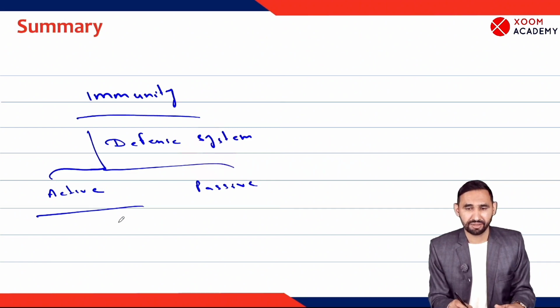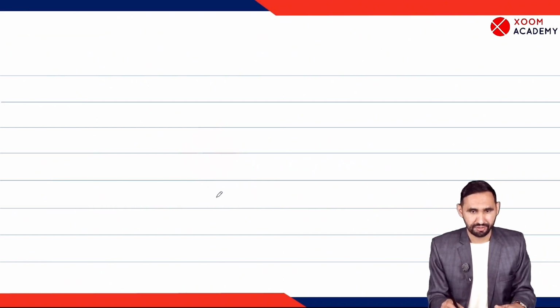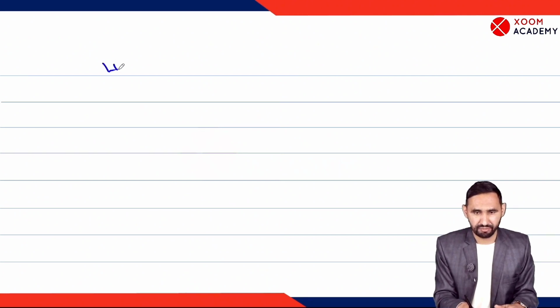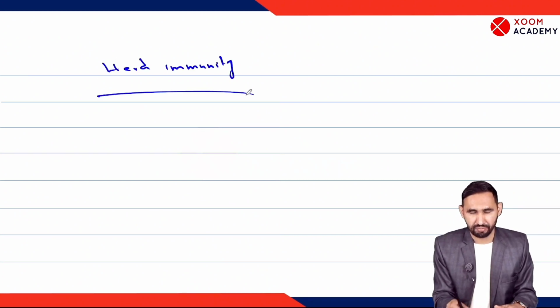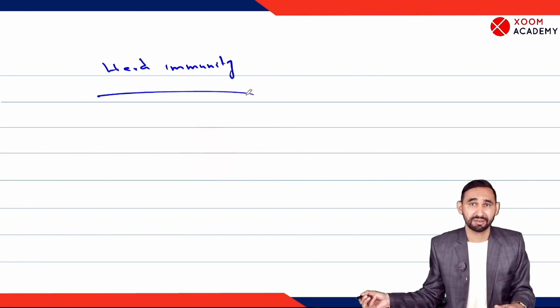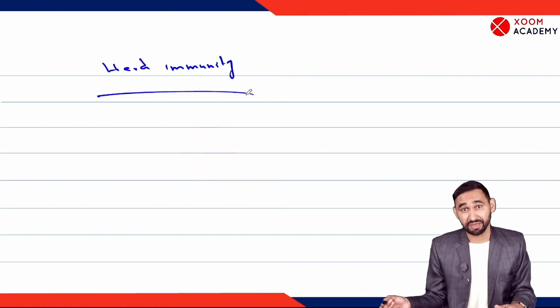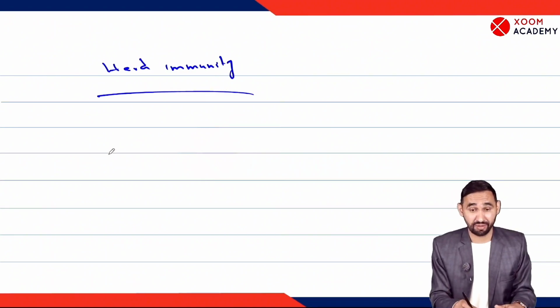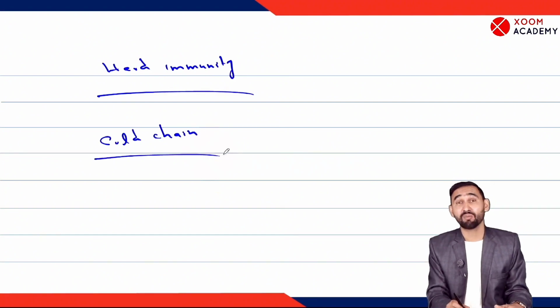Active through vaccination, passive through immunoglobulins. Then we discussed herd immunity. When the maximum population gets vaccinated, the remaining becomes automatically immune. We have achieved herd immunity in the case of polio and measles. Then we discussed the cold chain, the maintenance of vaccine at optimal temperature.